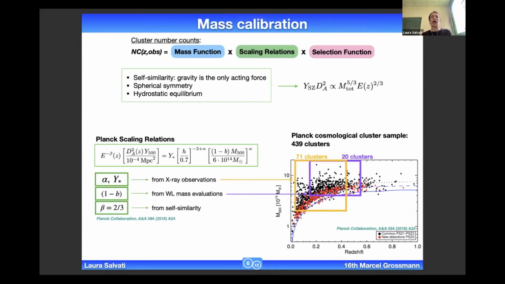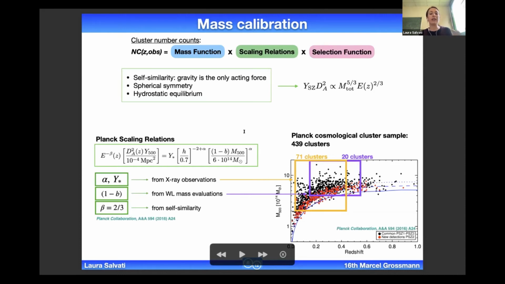So in general, how do we build the scaling relation for clusters detected with the SZ effect? The theoretical model is based on some assumptions. First of all, we assume self-similarity, so basically gravity is the only force that is driving the collapse of clusters. Then we assume, of course, spherical symmetry, and we assume hydrostatic equilibrium. So basically, we can provide this kind of relation between the integrated Compton parameter and the cluster mass.